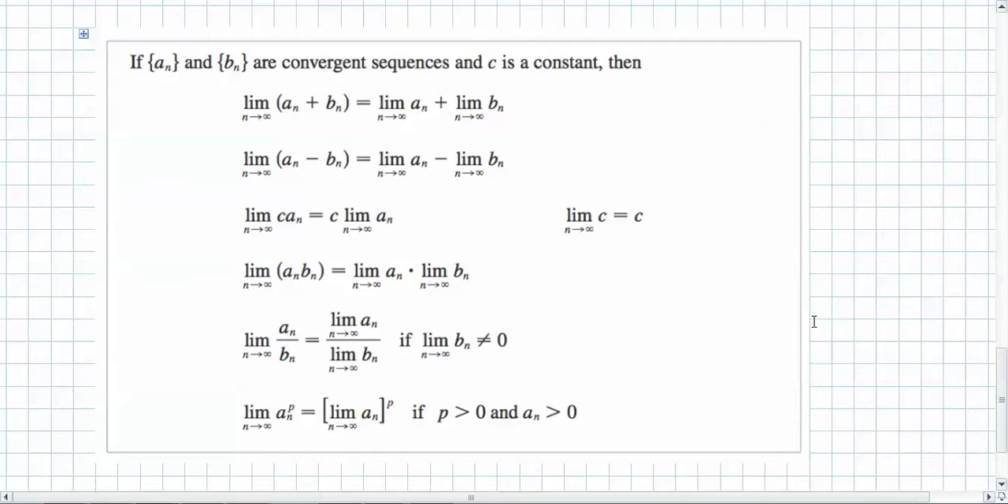What can you do with a constant? You can factor it out. If they're both convergent, you can take the product and do it separately. If you have a division, you can do the numerator and the denominator separately. If you have the power, what can you do with the power? Bring it out. As long as a_n and b_n are what? They better be convergent. If they're not convergent, these things generally tend to break.